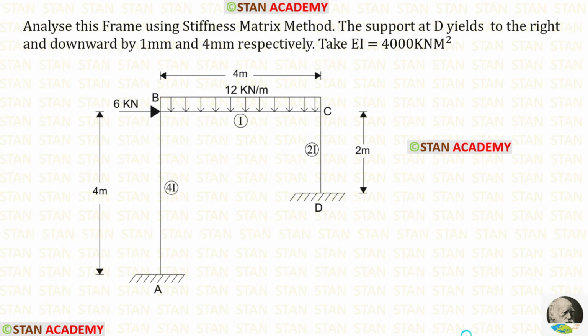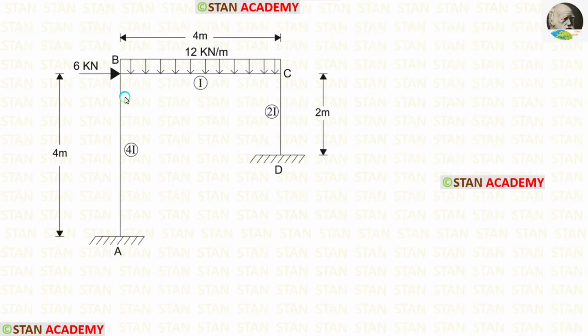Hello everyone. Today we are going to analyze this frame using Stiffness Matrix Method. Before analyzing, let us see the frame one time. In this frame, there are two columns, column AB and column CD. Also, there is a beam BC.